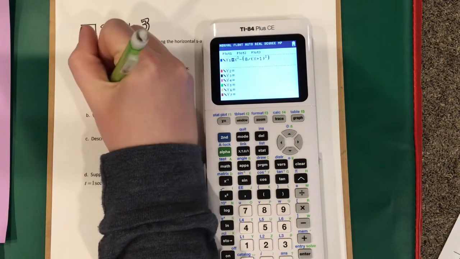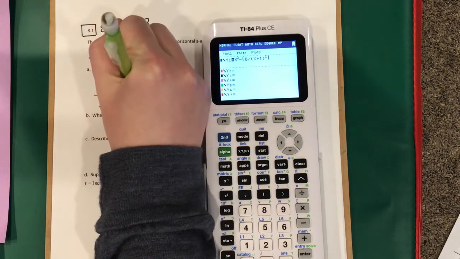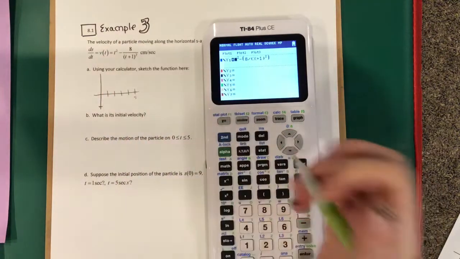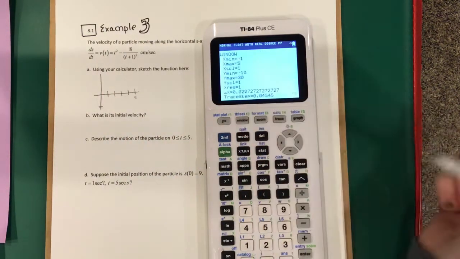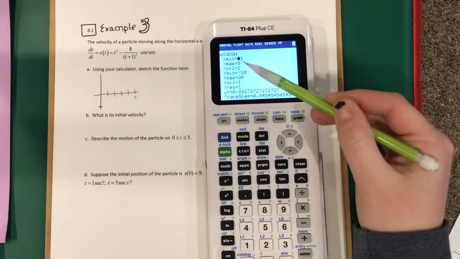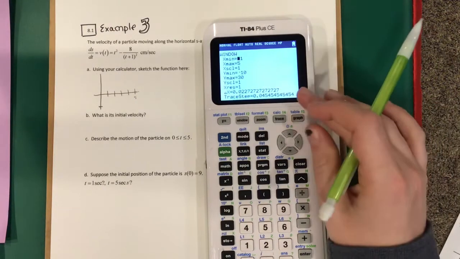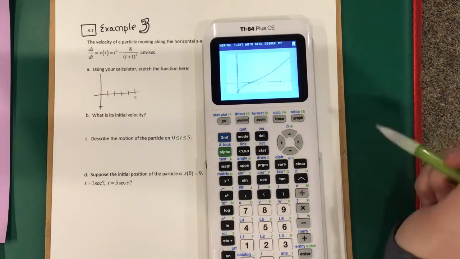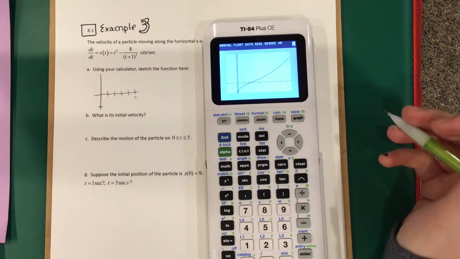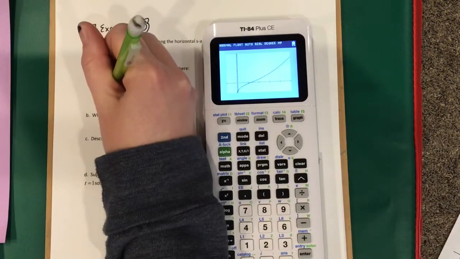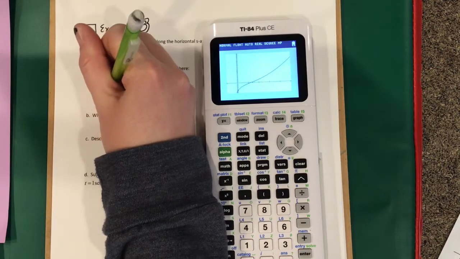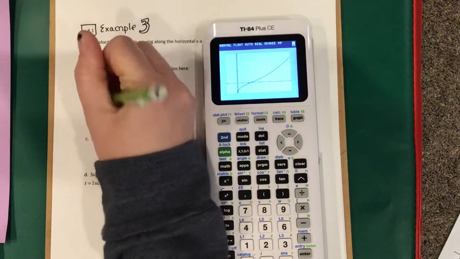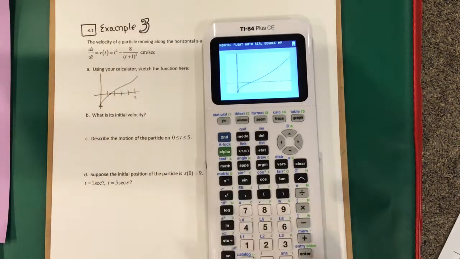Now, my domain is from 0 to 5, and when I did my window, this is what my window is going to end up looking like. Again, feel free to pause it. So this is what our graph ends up looking like. So I know that I'm going to have a 0 somewhere between 1 and 2, and here we go. There's my rough sketch of what we're taking a look at.